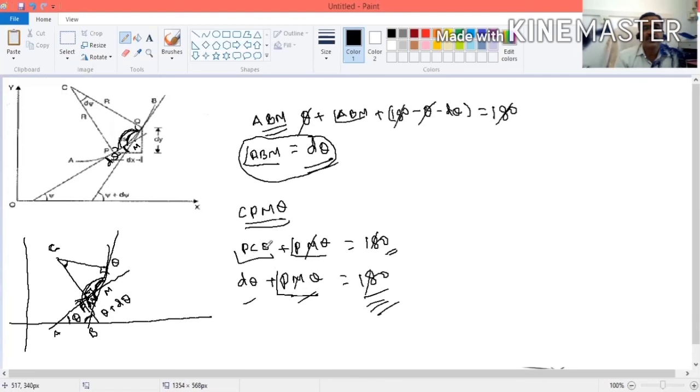So d theta is equal to PCQ. What is PCQ? This angle, that is this angle also d theta. This is d theta, this also d theta. You have to understand this. Now we are going for the derivation.